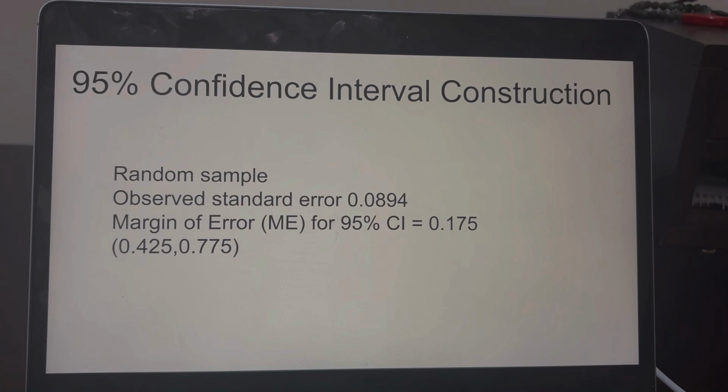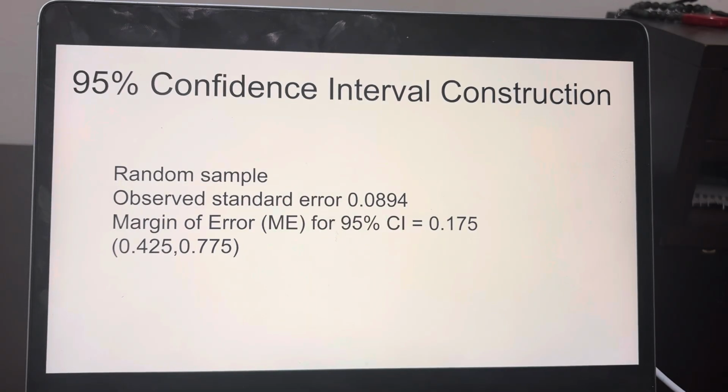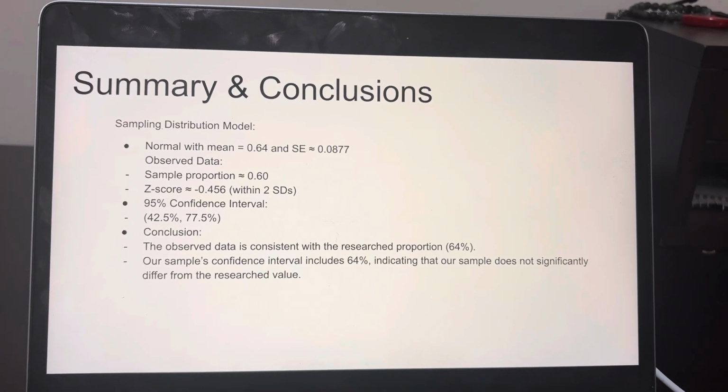And the margin of error, or ME, for the 95% confidence interval is 1.96 times the observed standard error, which gives you approximately 0.175. Using this value and the observed proportion of the people who need eyeglasses, we are 95% confident that the true proportion of adults who need eyeglasses is between 42.5% and 77.5%. The research proportion of 64% falls within this interval, supporting my research.